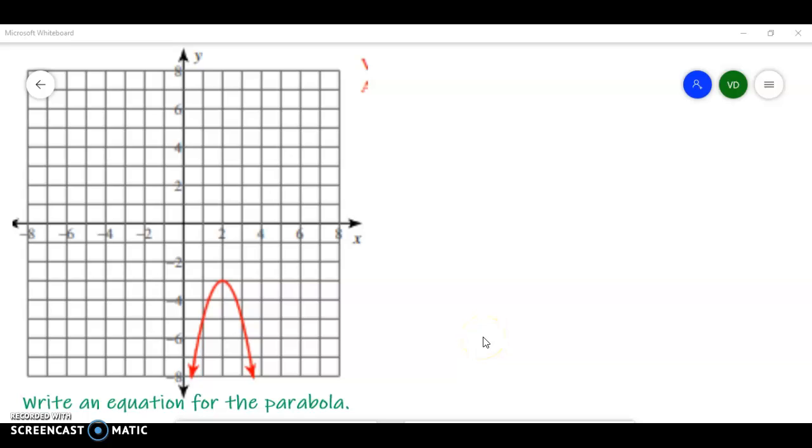Okay, so our next example is going to be on writing equations. Okay, I know that this one is a quadratic function because of the U shape. Even though it's facing down, that still makes it quadratic, so I know I'm going to have a 2 somewhere in my equation as the exponent. Okay, the easiest form to write is vertex form. So I'm going to write that up here.